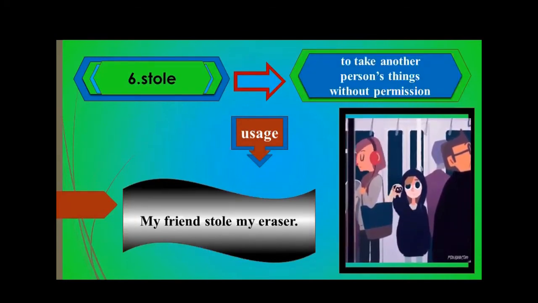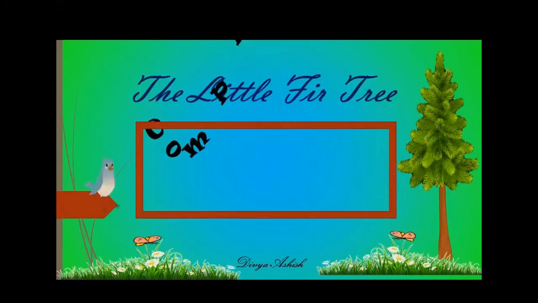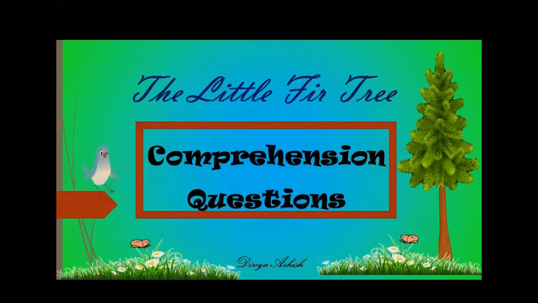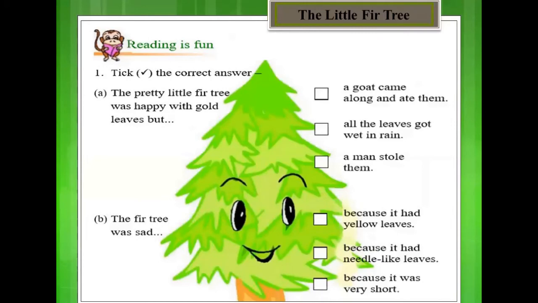So, these were the new words from the lesson, The Little Fir Tree, children. Now, I hope you understood the new words, their meanings, and the ways to use these new words in sentences. Children, let's now discuss the comprehension questions from the lesson. Please move on to page number 27 of your Marigold English textbook.